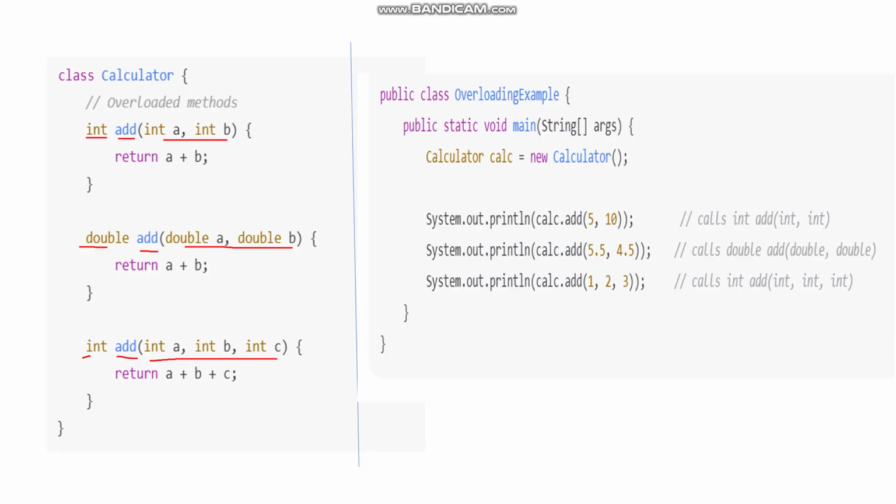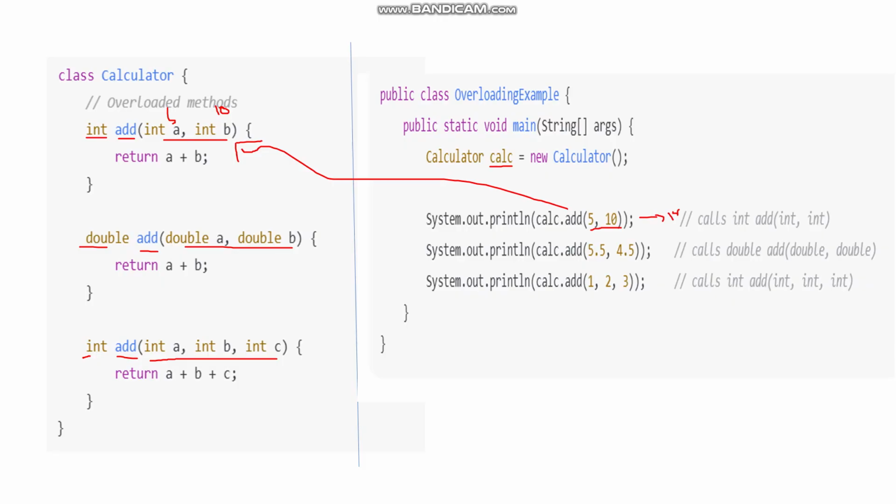Coming to this, Calculator calc equals new Calculator. For this Calculator class, I am creating an object named calc. Next, System.out.println, calc.add(5, 10). Here the number of values is only two. That's why the method which contains only two values can be executed. Means 5 and 10 will be passed here. The a value is 5 and the b value is 10. Returns a plus b, the value is 15. We will get the answer 15 for this line.